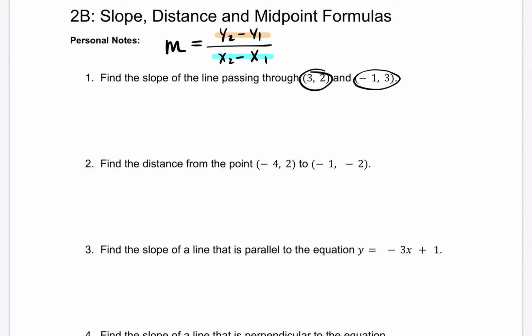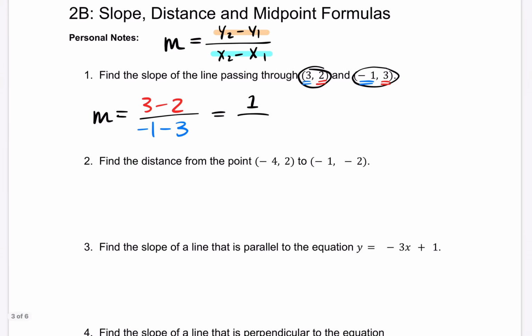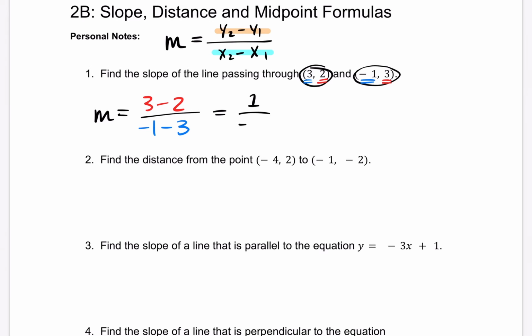So, with this formula in mind, we can easily just plug in what we know. So we know that the slope of this line, m, might be equal to, on the top we have the y values. Maybe I'll do that in red, sorry. 3 minus 2, that's on the top, over, and then negative 1 minus 3. 3 minus 2 is 1, over, and then we have 1 minus negative 3, or negative 1 minus 3, which is negative 4. So the slope here is negative 1/4.